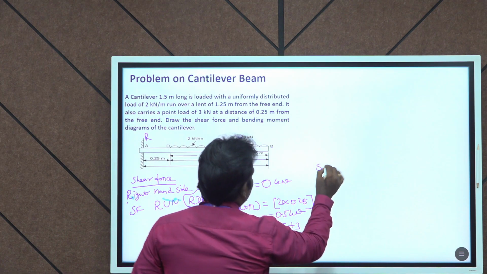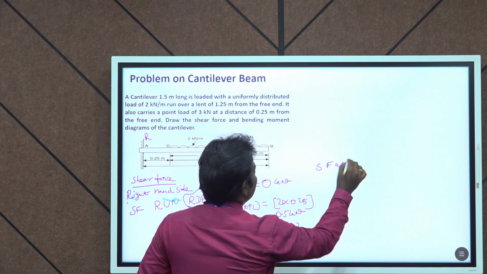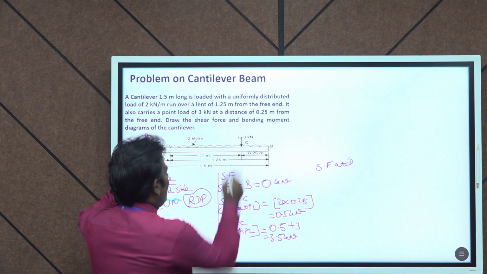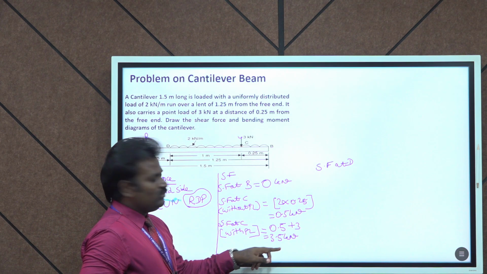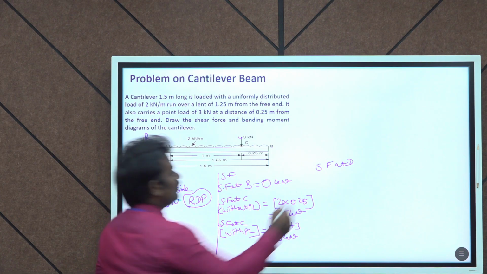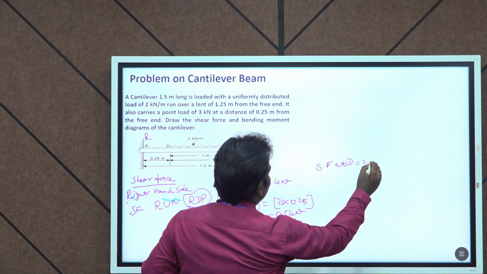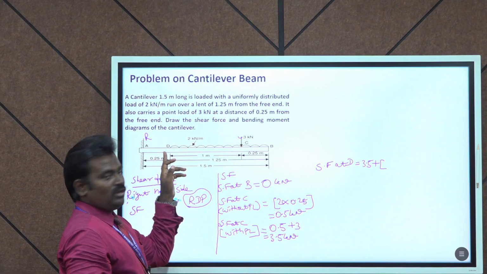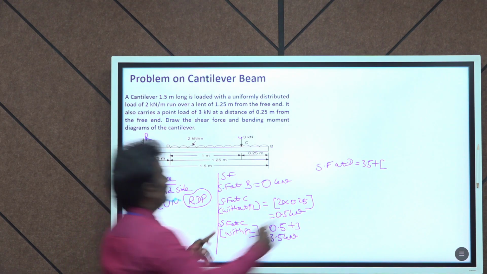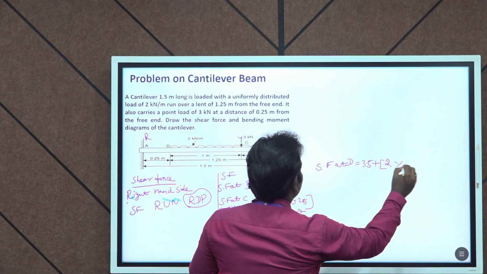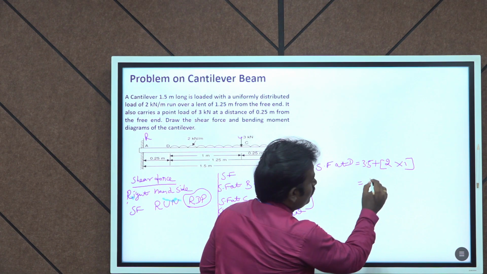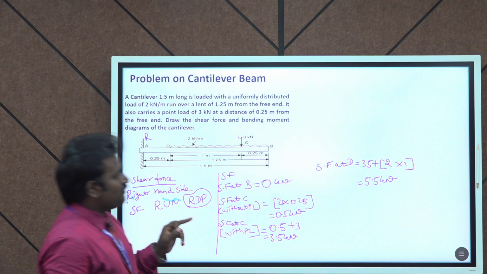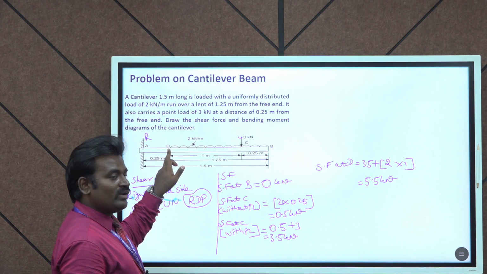Then SF at D, where we consider all the loads. Up to point C, a shear force of 3.5 kilonewton is acting. So SF at D is equal to 3.5 plus the remaining UDL load over a distance of 1 meter, so 2 into 1. The value is 5.5 kilonewton. This is the shear force acting at point D.